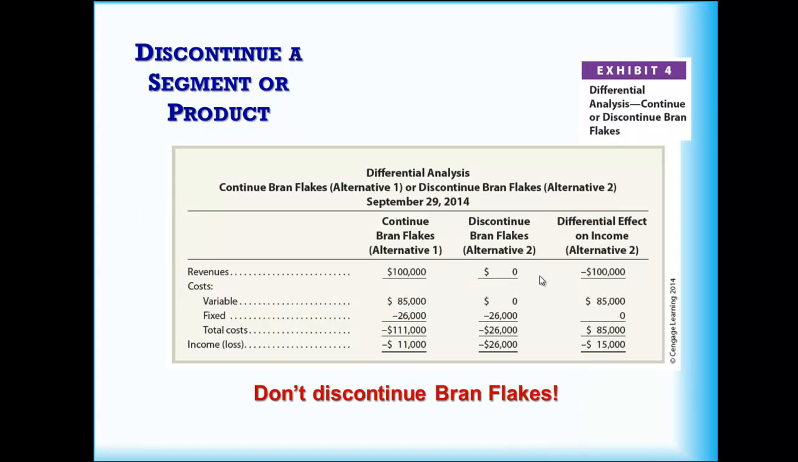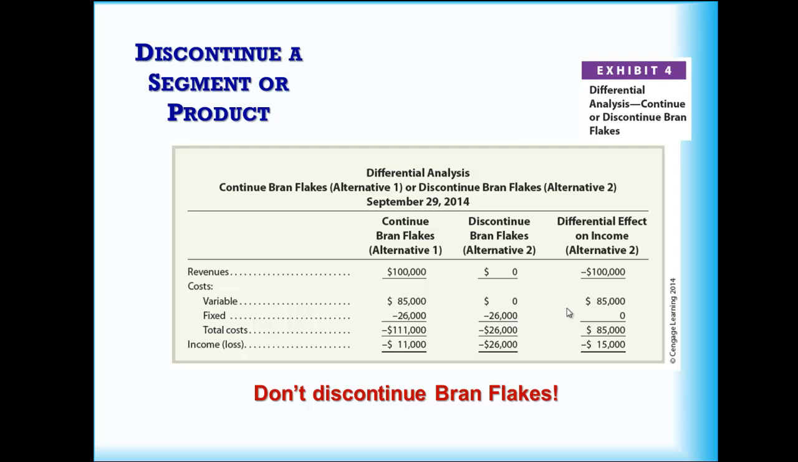So what we're going to see here, if we eliminate the bran flakes division, what we're going to have is no revenue coming from it, because we're not going to be making them anymore, but we're still going to have those $26,000 of fixed costs. They're not going to go away.